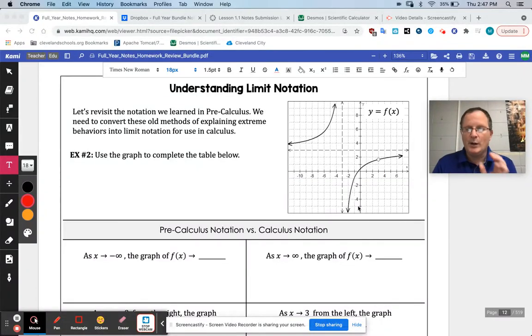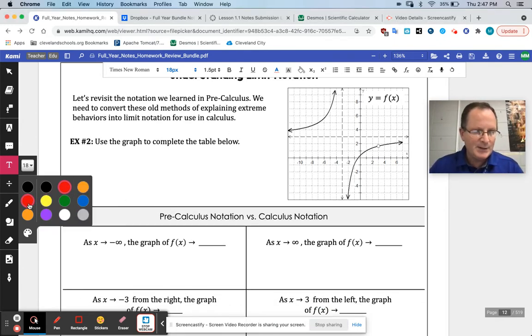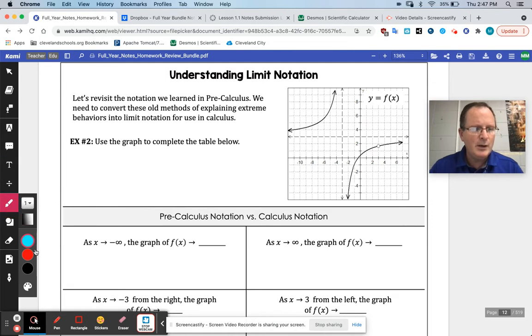Okay, this is where we start tying in the idea of a limit. Same graph, same equation, same everything that we had in example one. This time it's wanting us to use pre-calculus notation to be able to write calculus notation and perhaps answer the question. Okay, so here we go. On the very first one, we got our graph. We have information from above if we need. All right, so let's get drawing.